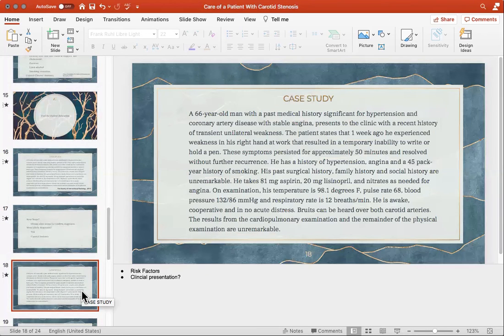So let's go back to our case study. And this time I want you guys to think about specific risk factors for this patient, as well as the clinical presentation. I already gave a little bit of this away in the previous slide. So go ahead and pause the video and think about what the risk factors would be and the clinical presentation for this patient.